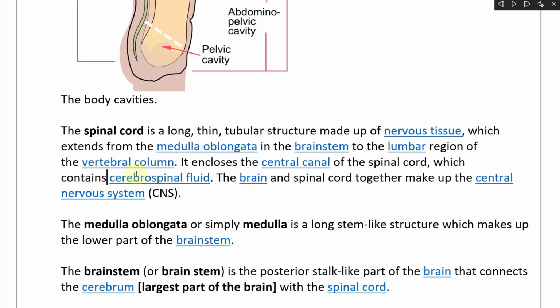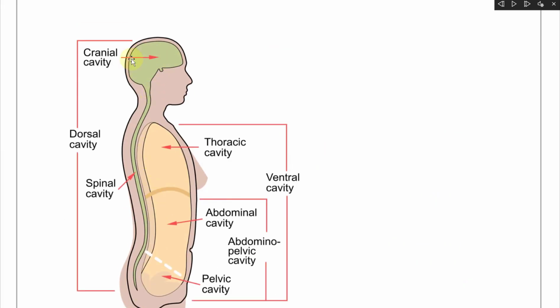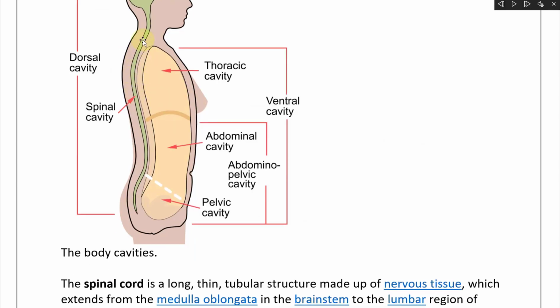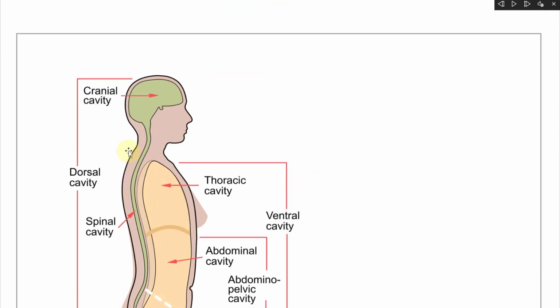cerebrospinal fluid. Let's see the pronunciation here. Contains cerebrospinal fluid. And the brain and spinal cord together make up the central nervous system. So the brain is inside the cranial cavity, and the spinal cord is inside the spinal cavity over there.